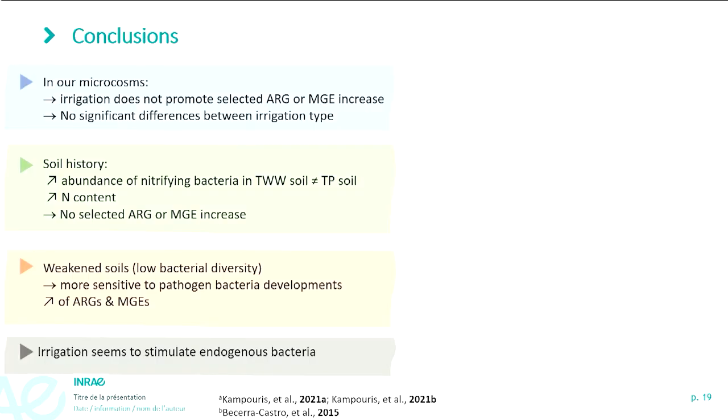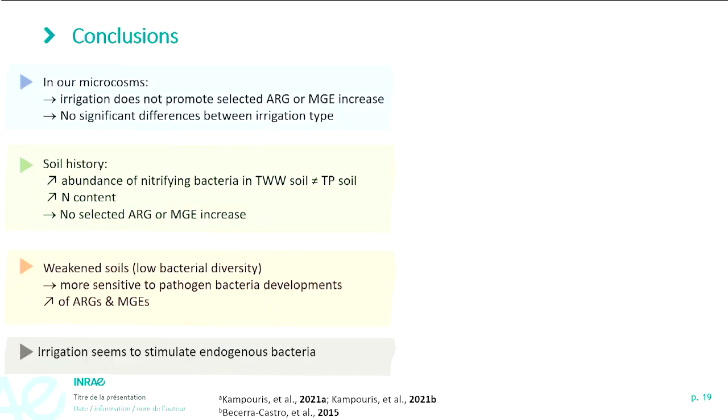And so finally, from these experiments, in our microcosm, irrigation does not seem to promote the selected antibiotic-resistant genes or mobile genetic elements increase, and no significant differences were observed between the irrigation types, even if they were actually different in terms of characterizations. In our historical soils, we could see an increase of the abundance of nitrifying bacteria in treated wastewater soil compared to tap water soil, an increase also of nitrogen content, but no increase of antibiotic-resistant genes or mobile genetic elements.